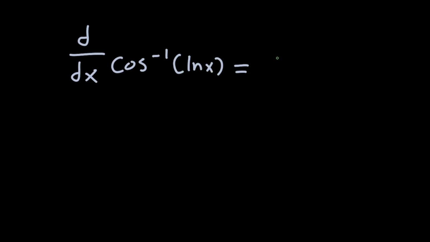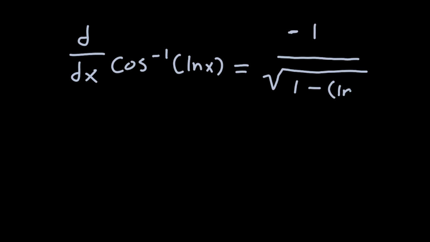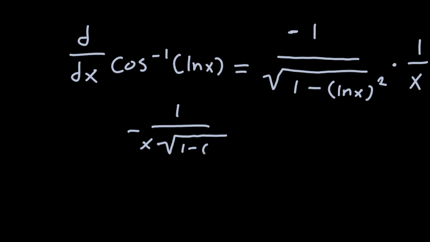Let's do another. Let's do the derivative of cosine inverse of ln of x. So this equals 1 over, let's put the negative on the top, the square root of 1 minus the function squared, which is ln of x squared. You can't just put the squared on the x since ln is a function. And we use chain rule again, multiply by the derivative of ln of x. Now, we can simplify this to get negative 1 over x root 1 minus ln of x squared.